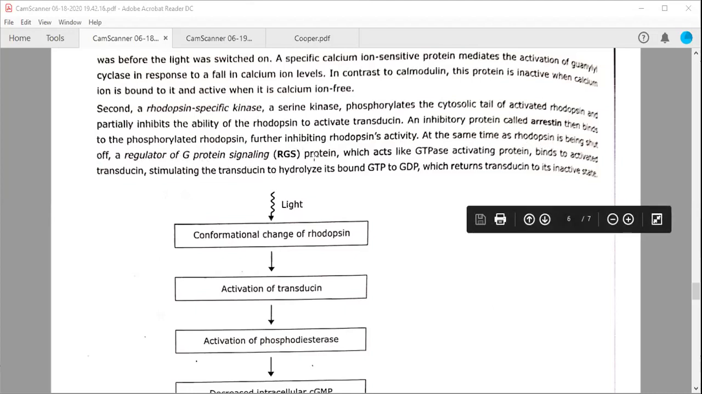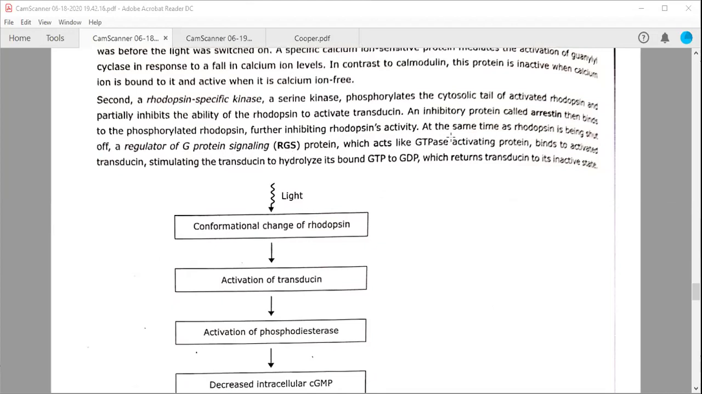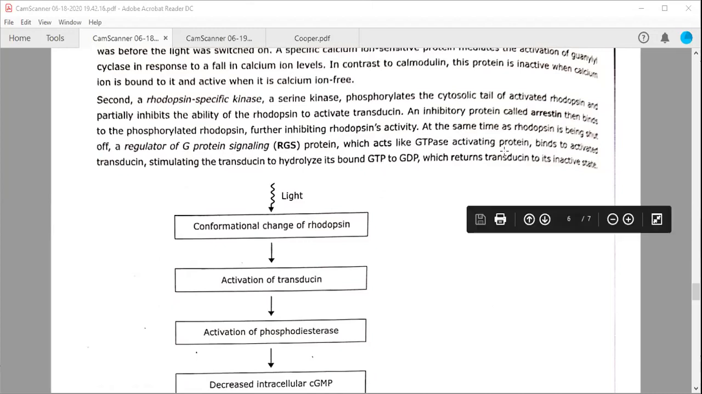At the same time the rhodopsin is being shut off, there is another protein called regulator of G protein signaling, RGS. It will control the G protein, and acts as a GTPase activating protein.